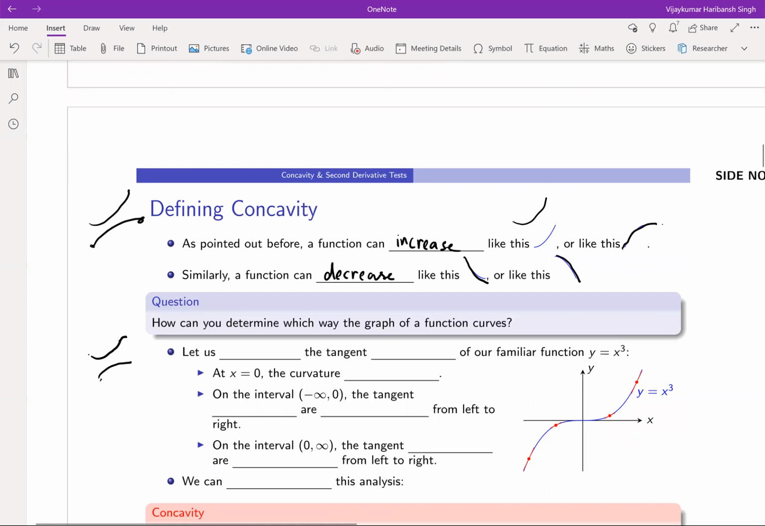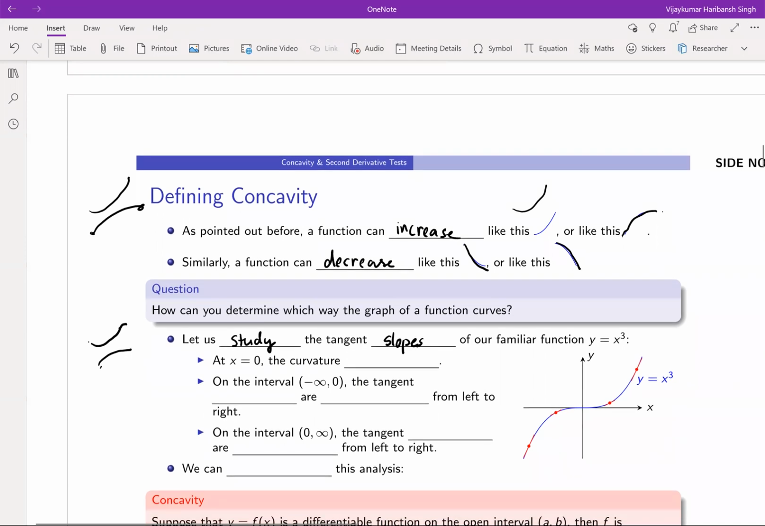So let's try to understand that by looking at a very special example. Let us study the tangent slopes of the function y equals x cubed. As you notice, the curvature changes at x equals 0. It's increasing in both cases. In this case, it's curved in this format.